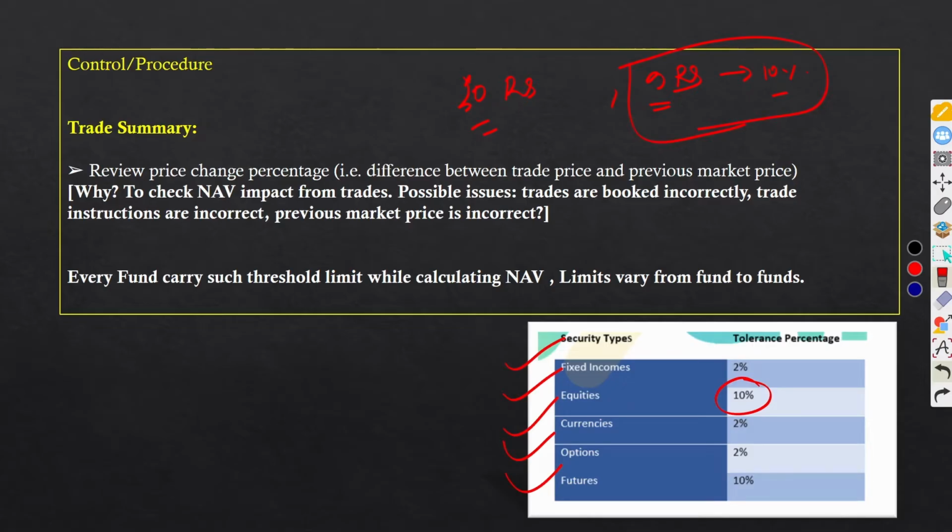But what if the previous price was 10, and the current price is 8, and this is beyond the tolerance percentage? It means you will have to investigate why there is a difference or a discrepancy in price. That's where your job comes into the picture, to check whether the stock price is recorded correctly or not, or whether the quantity and everything else you have recorded is correct. So you can follow this tolerance limit and update your books or produce the net asset value of the fund.